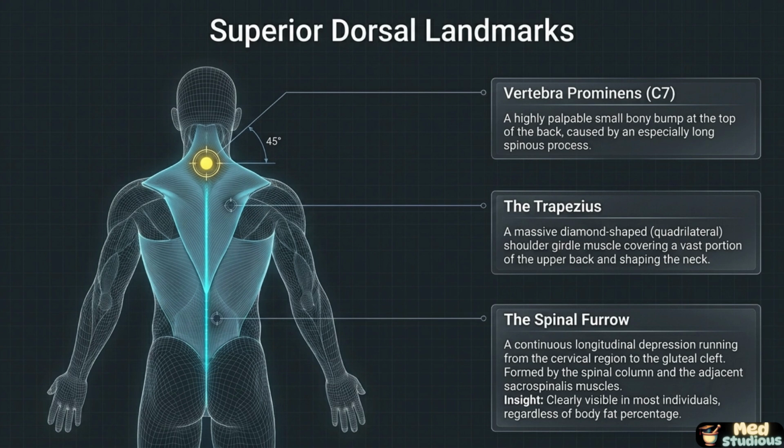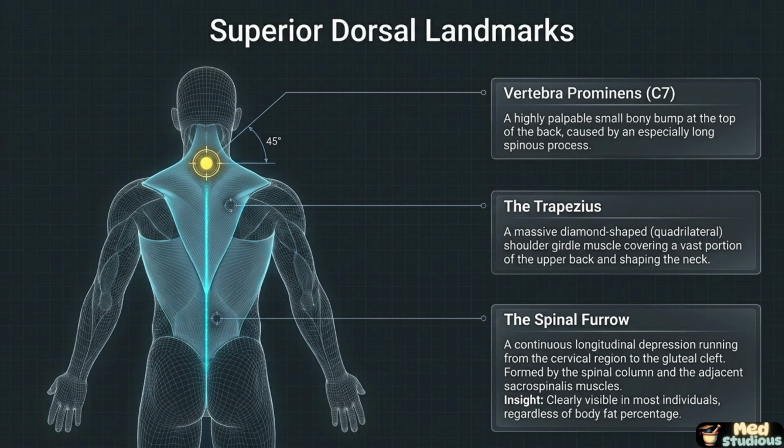Turning to the back, the superior dorsal surface is organized around three primary landmarks. At the very top of the spine, where the neck meets the back, the vertebra prominens, the spinous process of C7, stands out as a sharply palpable bony bump. With a longer spinous process than any adjacent vertebra, C7 is the single most reliable starting point for spinal level counting from behind. Any spinal procedure, injection, or vertebral level assessment on the posterior trunk begins here.